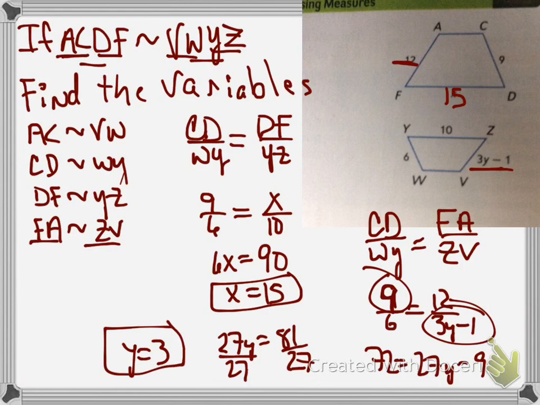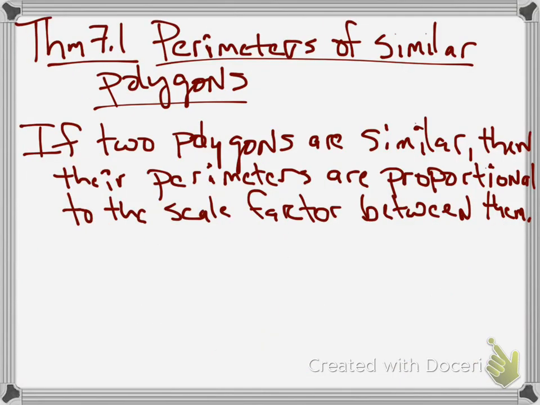The only other thing I want to cover is that there is a theorem that says if two polygons are similar, then their perimeters are proportional to the scale factor between them. So that just means not only are the sides similar, but the perimeters are also going to be proportional.